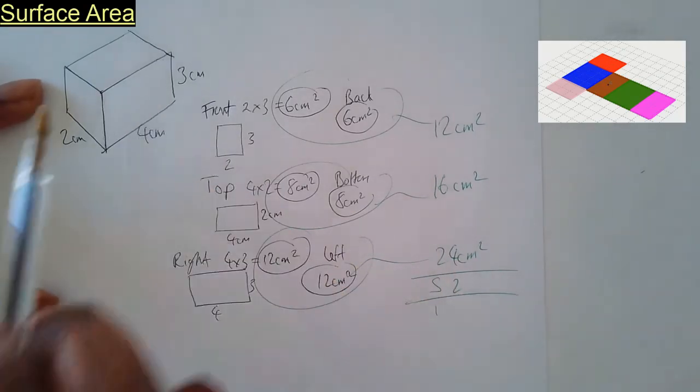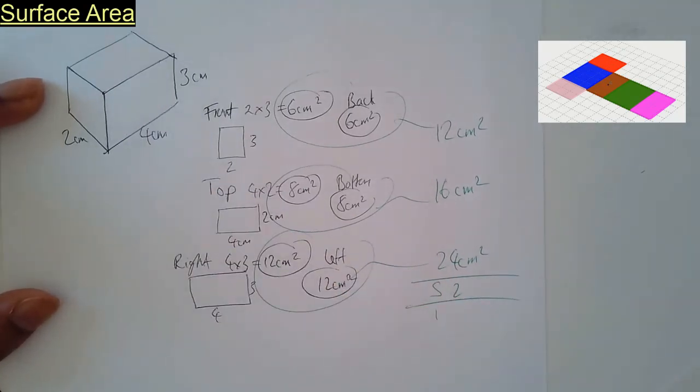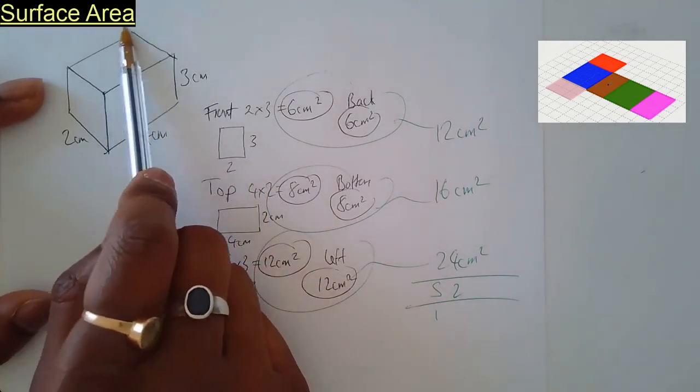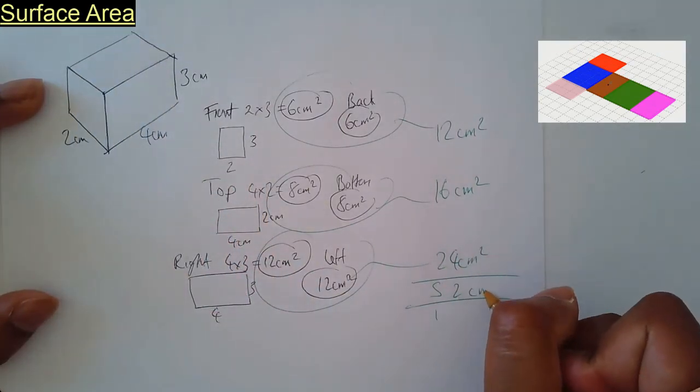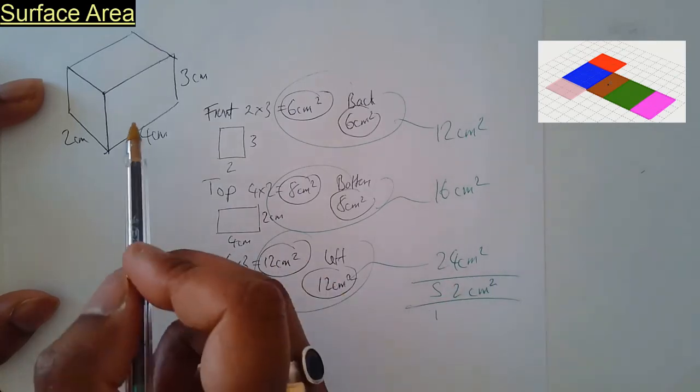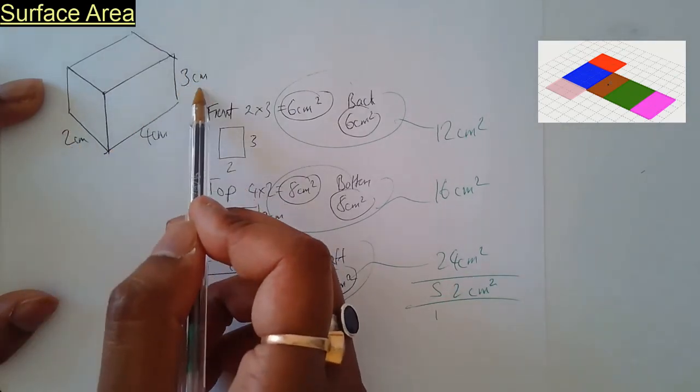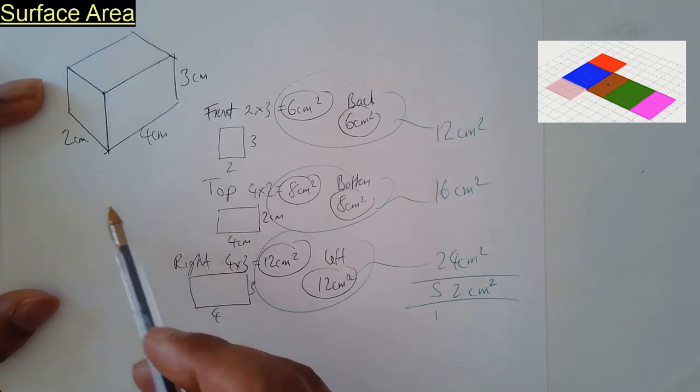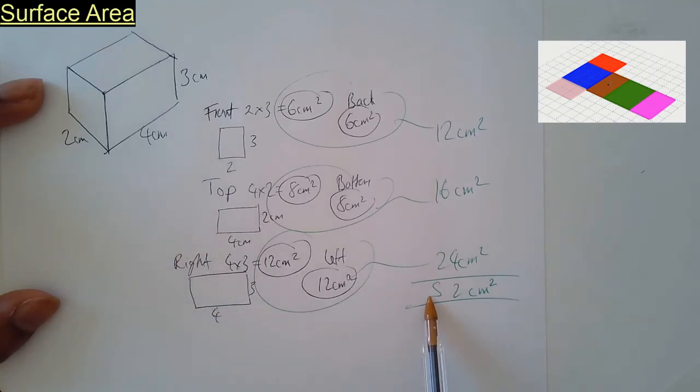I know this is a 3D shape, so don't put centimeter cubed, that little 3. We're talking about area. That's going to be centimeter squared. It'll be centimeter because in the diagram the dimensions are in centimeters, but now the answer is area. It's to do with area, so it has to be centimeter squared.